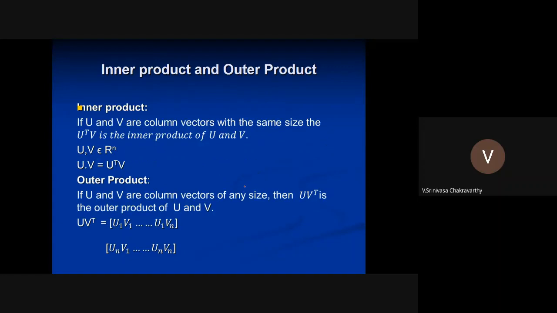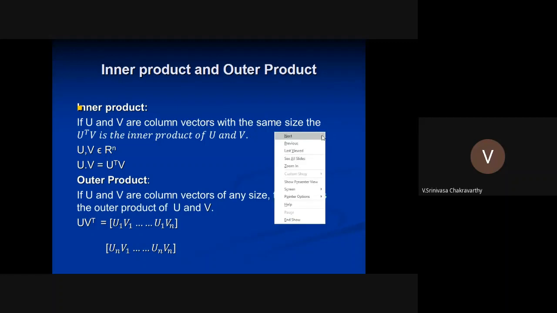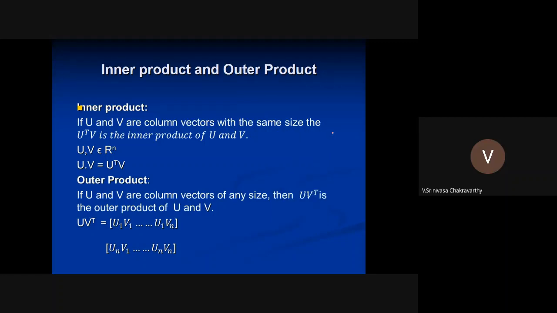Then inner product and outer product. If you have two column vectors, one convention we will follow in this entire course is that when you denote a vector as a matrix, it can be either a row matrix or a column matrix, but we'll always denote it by a column matrix, just as a convention. So an n by 1 kind of matrix.